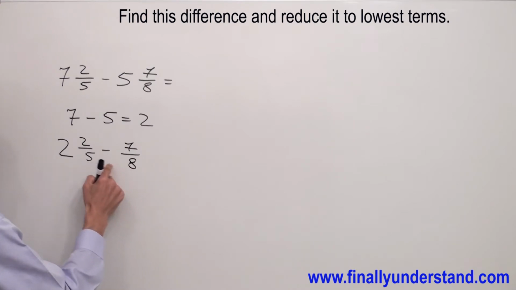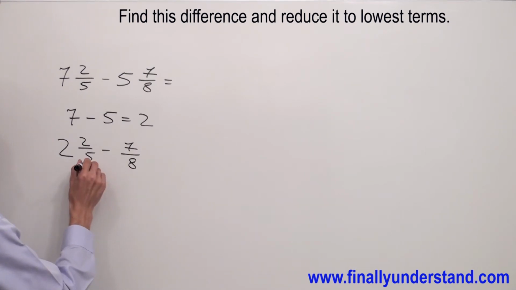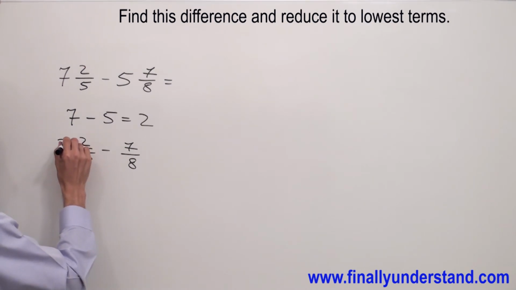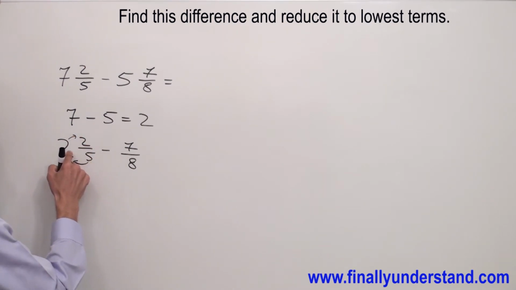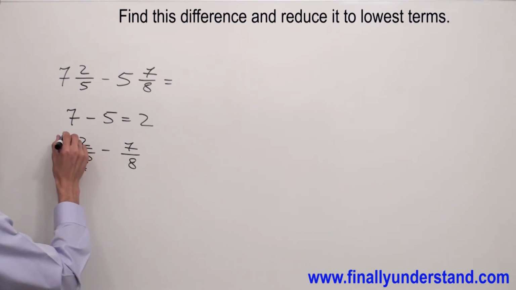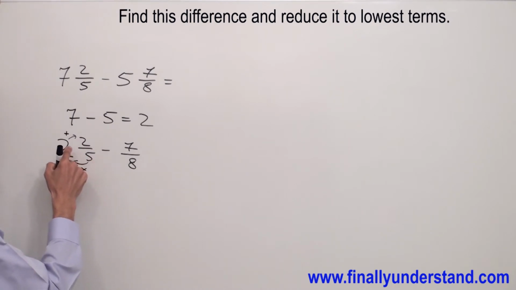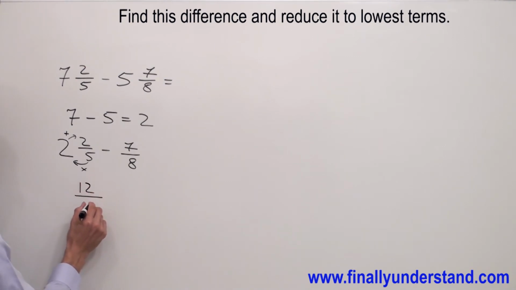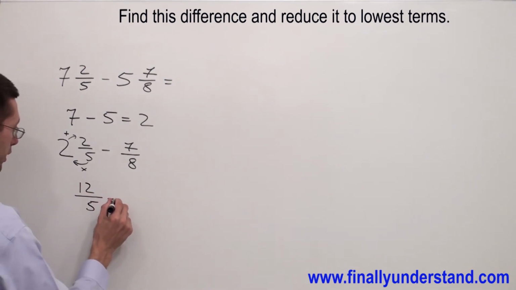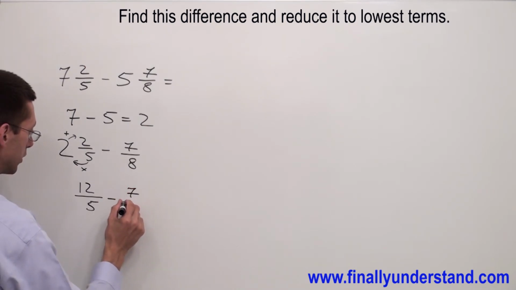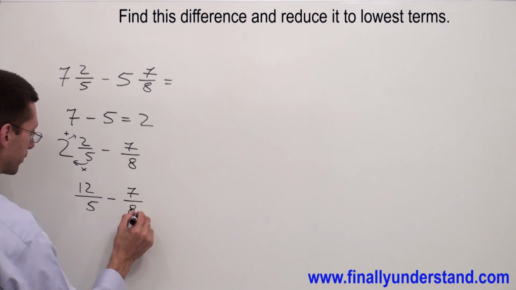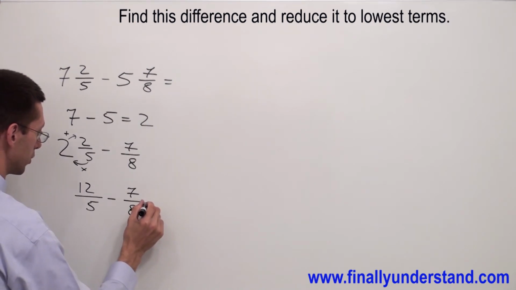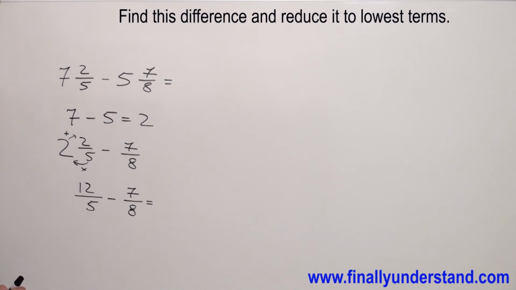Look at the denominators. Denominators are different. That's why I have to convert the mixed number to an improper fraction by multiplying the denominator by the whole number, and the result of the multiplication you have to add to the numerator. So 5 times 2 gives me 10, plus 2 gives me 12. 12 over 5 minus 7 over 8.